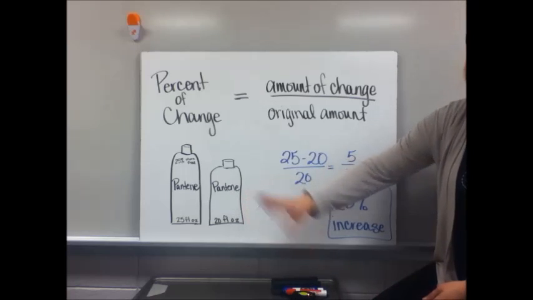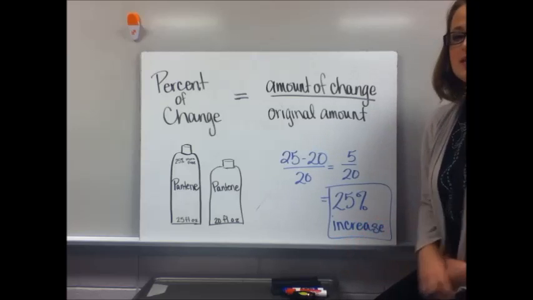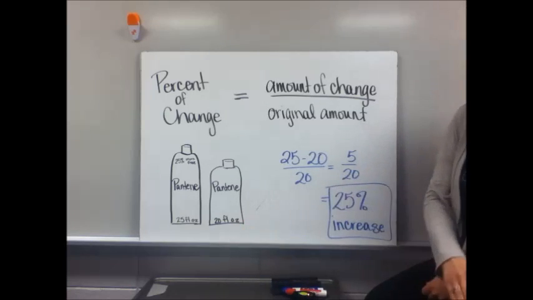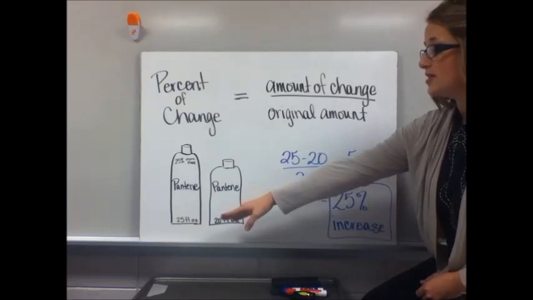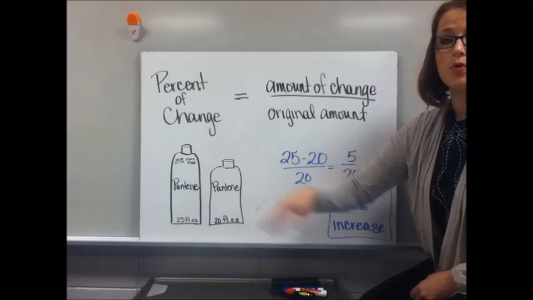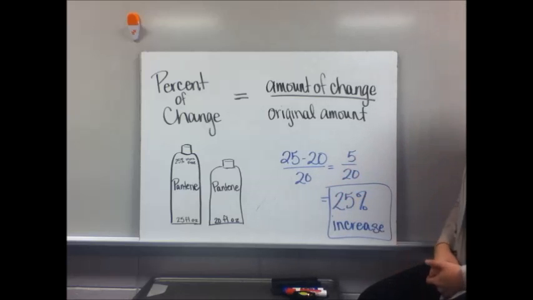An example would be if you go to Walmart and you're going to buy the same bottle of Pantene shampoo that you always buy. You normally buy the 20-ounce bottle, but they're running a special. They have a 25-ounce bottle, and at the top of it, it says 25% more free. Here's where they got that percentage.